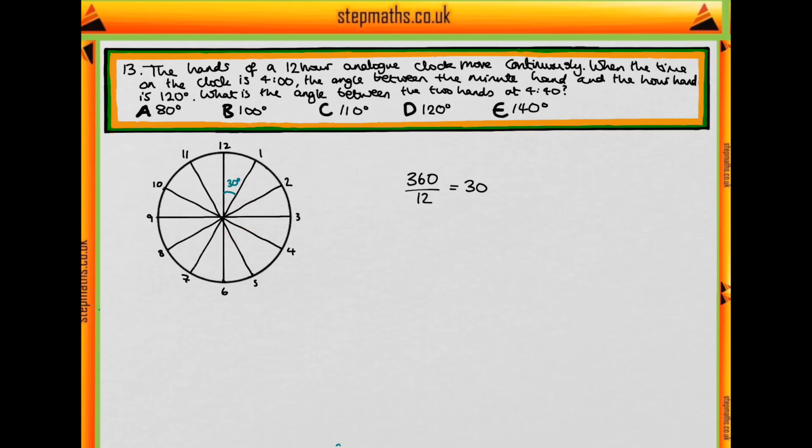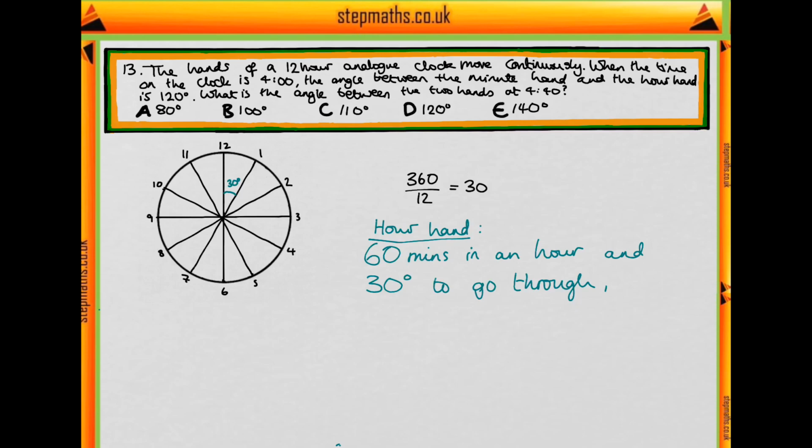What we're going to do is consider separately what happens to the minute hand and the hour hand, and the rate at which they turn through degrees. So how many degrees do they turn through each minute? Starting with the hour hand, if it's pointing to 4, then between 4 and 5 it has 30 degrees to go through and 60 minutes in which to go through those 30 degrees. So it's going through 0.5 degrees each minute.